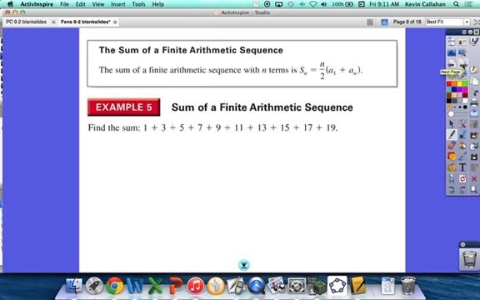Okay, the sum of a finite arithmetic sequence is, and this should be a pretty familiar formula. It's the same one we used in Algebra 2 last year, right? Now, for sum, it's a capital S, right? S sub n equals n over 2 times, in parentheses, a1 plus an. Now, the n represents how many terms you are adding up. Right? n is the number of terms.